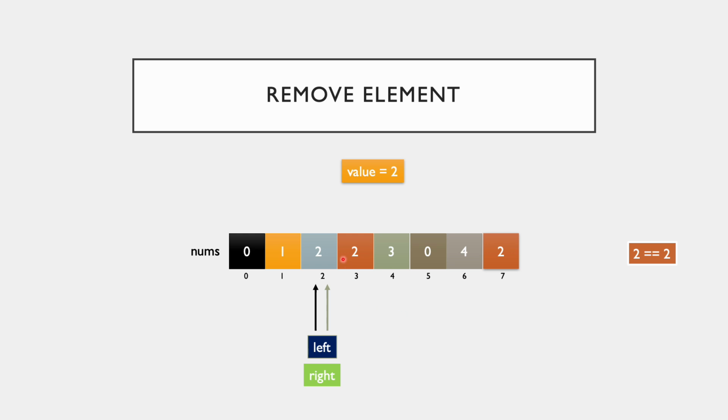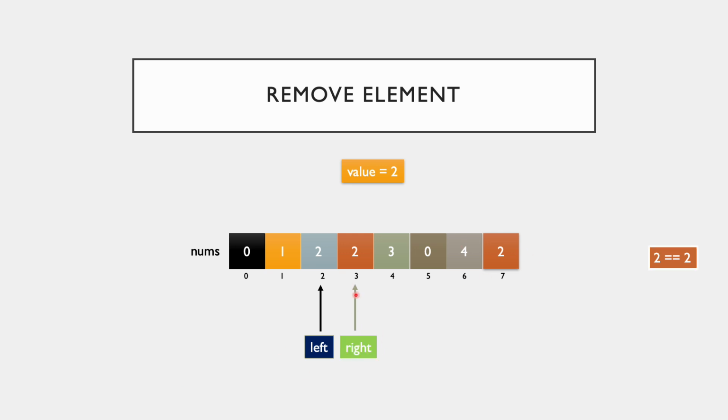So right here, what happens is we have our nums of right 2 and our value is 2. Are these equal? Yes, they are. What are we going to do? We are going to only increment right. And we are going to keep left as is because left is the pointer where the next element which is not equal to the value will go. And my right is the pointer that iterates through every element of the array.